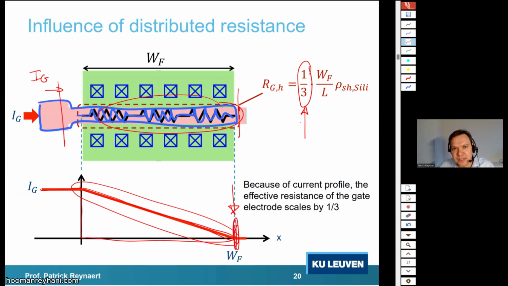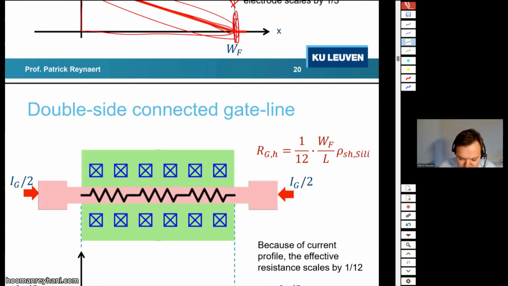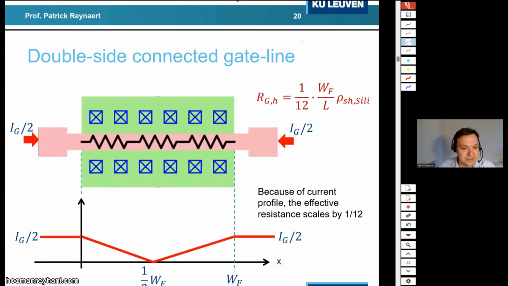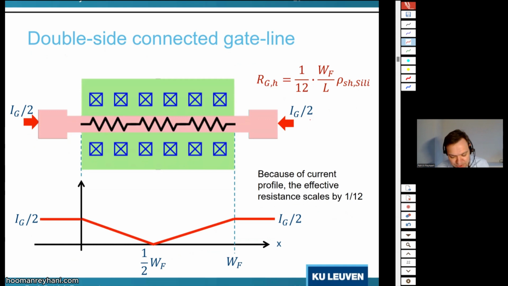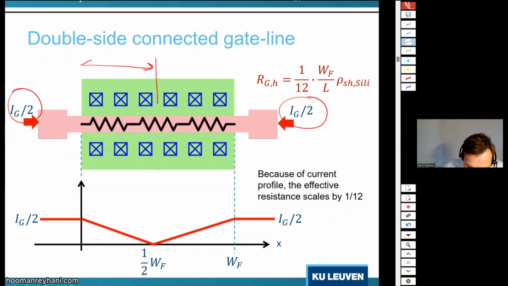So the gate resistance, how it relates to the physical resistance, you have that factor 1/3. Obviously, if we are able to connect our signal on both sides, and that answers the next question in the chat window, and that's what most textbooks will tell you, just connect it on both sides, then you gain 2 times. First of all, you gain because half of the current is on the left side, half of the current is on the right side, and the distance is now divided by 2.